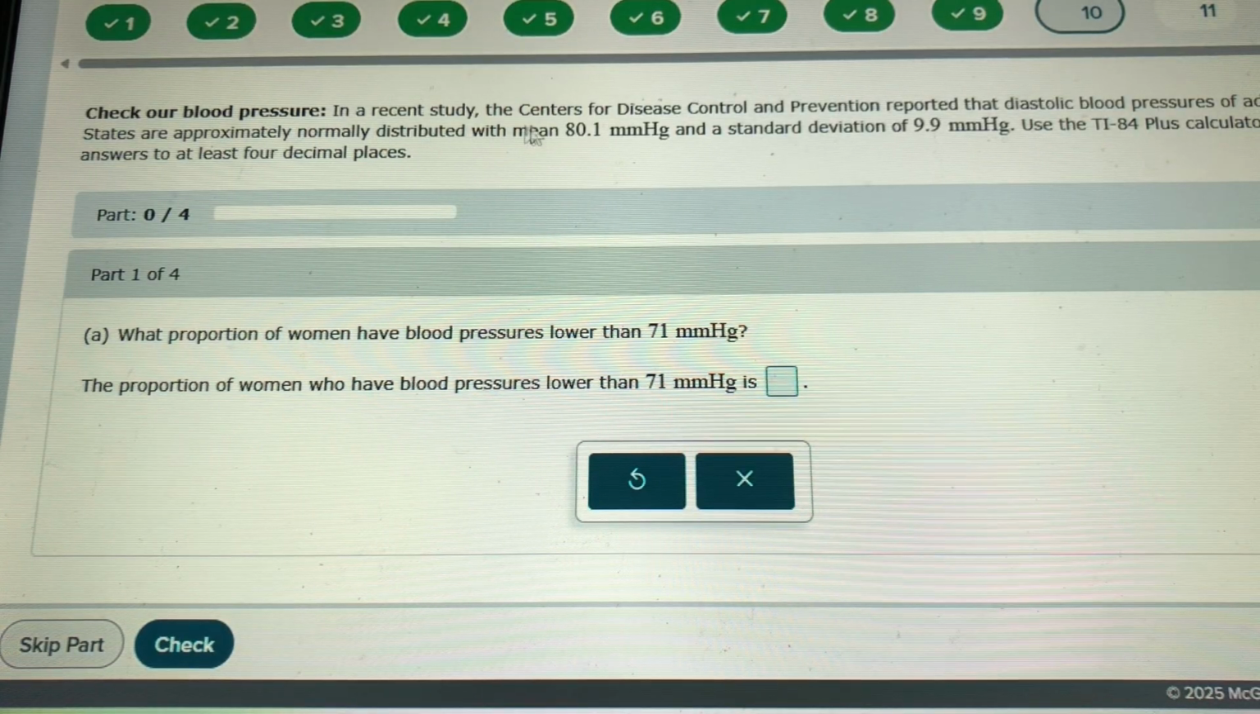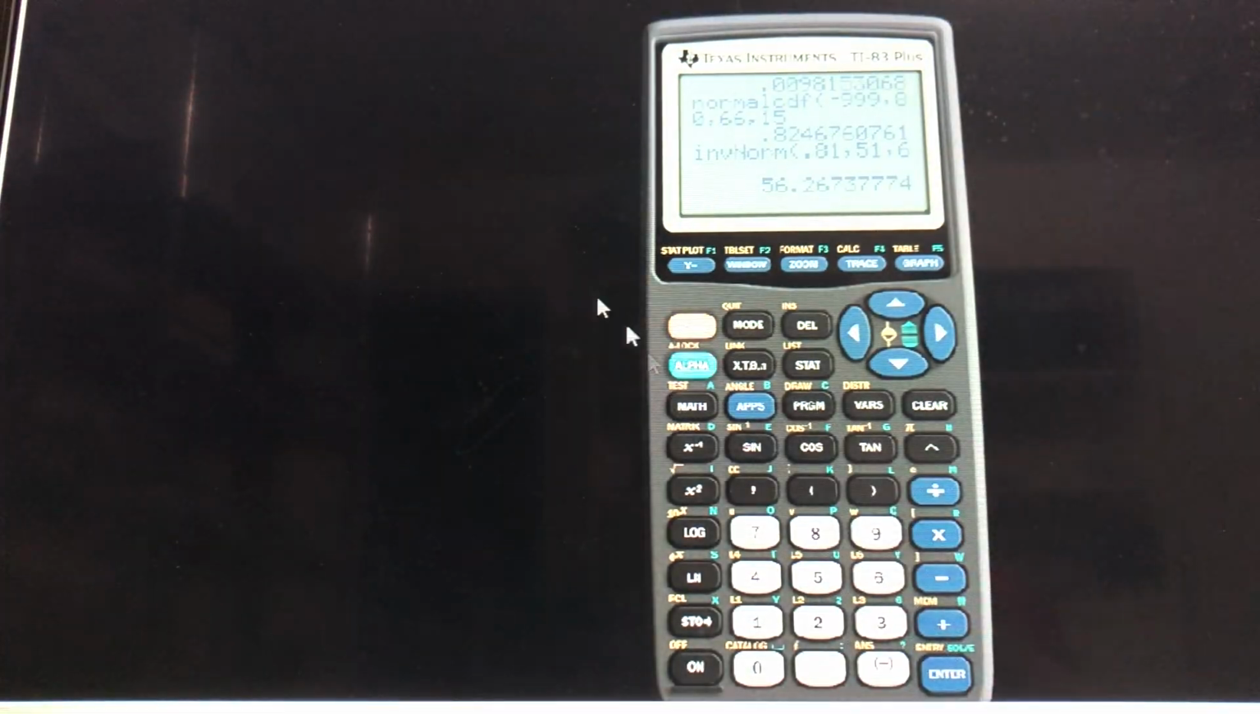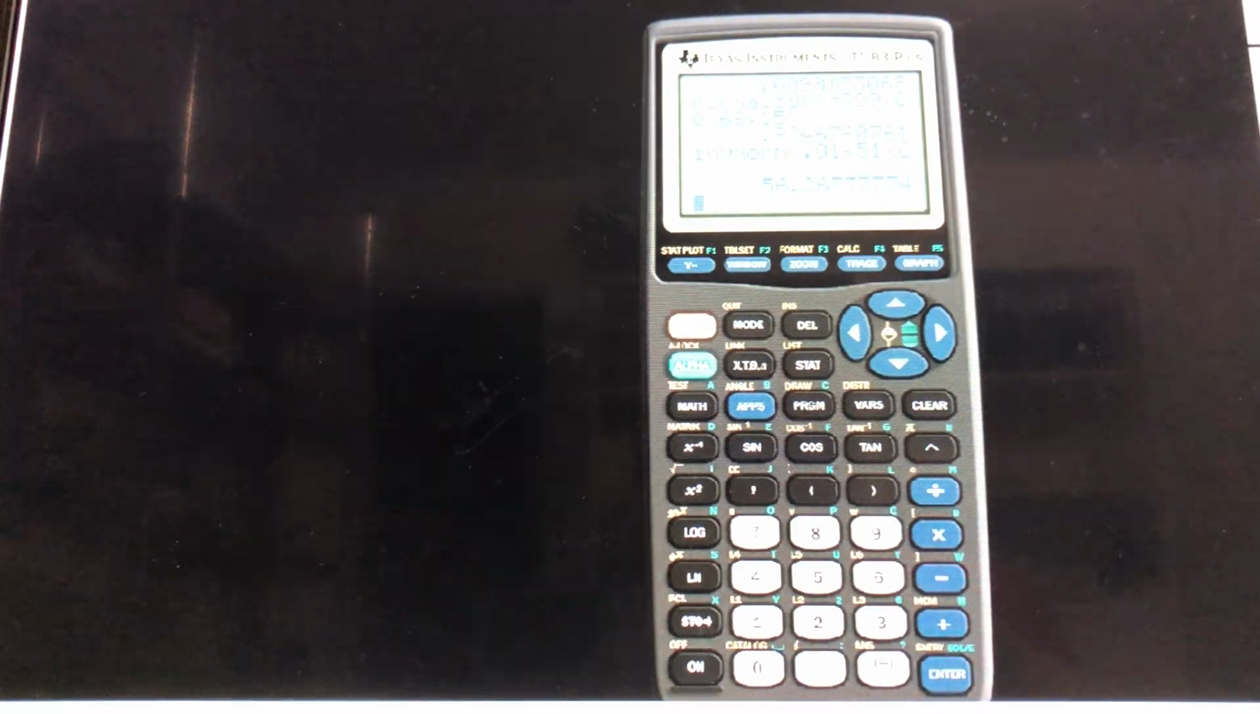In a recent study, the Centers for Disease Control reported that blood pressures of adult women were approximately normal with a mean of 80.1. So it's not 0. And the standard deviation is 9.9. What proportion, another word for proportion is probability, what is the probability that they have a blood pressure lower than 71? What is the probability? What is the proportion?